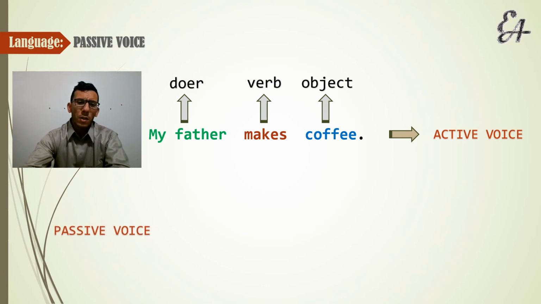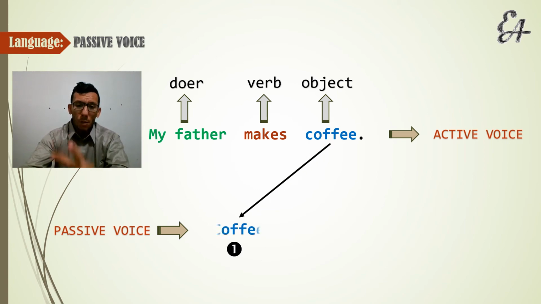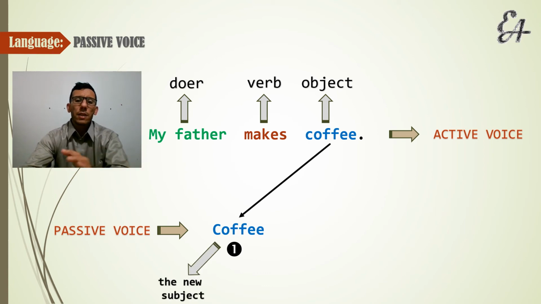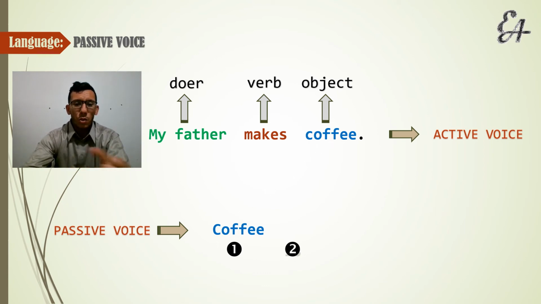Now if you want to make the passive voice from this sentence, we need to have these elements: the subject, the doer, the verb, and the object. And we're going to see how we are going to shift from active to passive. Number one, the object, which is the coffee, becomes the new subject. Then number two, we have to add verb to be, or exactly here auxiliary to be.